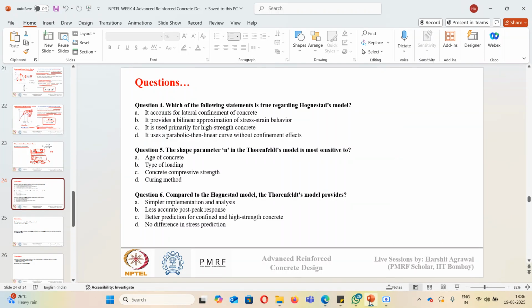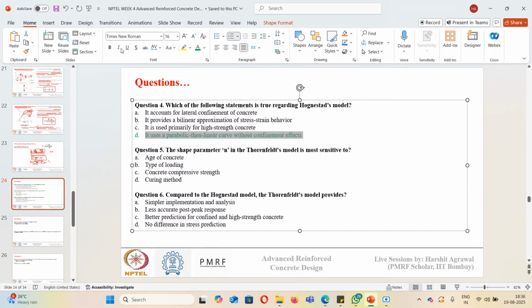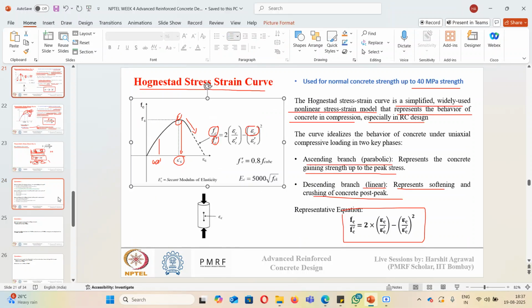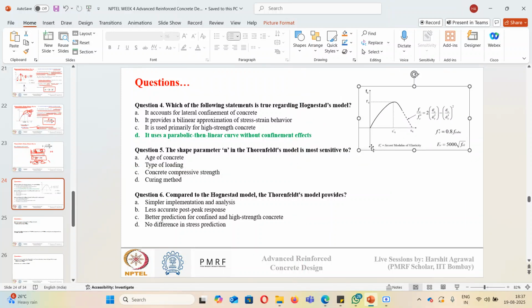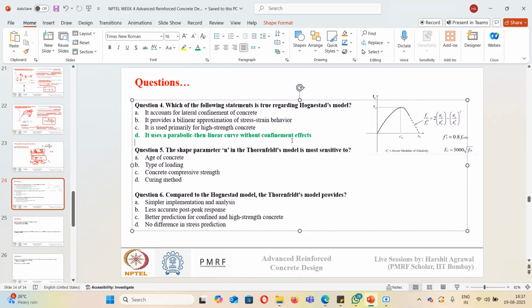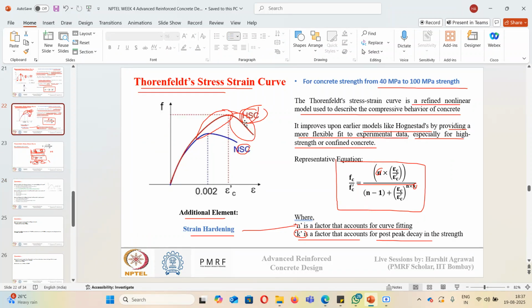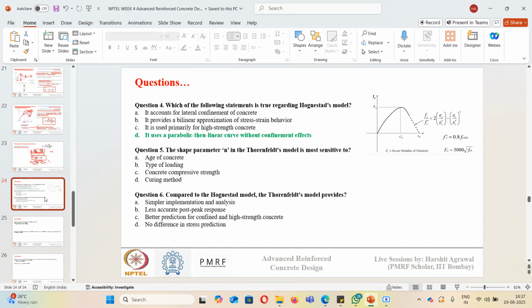Okay, so for question number 4, which of the following statements is true regarding Hognestad's model? The correct answer will be D. Why? Because it assumes a parabolic profile. We have seen in this curve, I will just paste it here. We can see it assumes initially a parabolic profile and then a linear descending profile without any confinement effect. We have seen that when confinement is provided, it increases the strength. So the confinement effect is this strain hardening phase that we see in concrete. That is something confinement brings to the table.